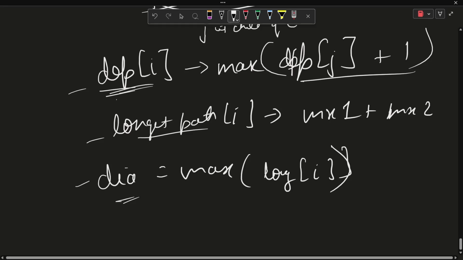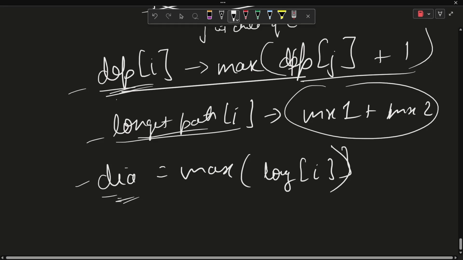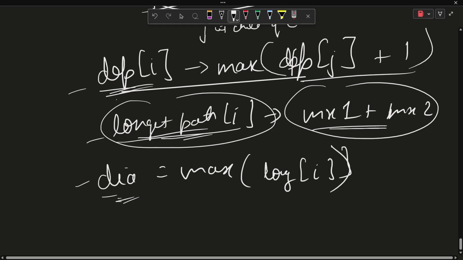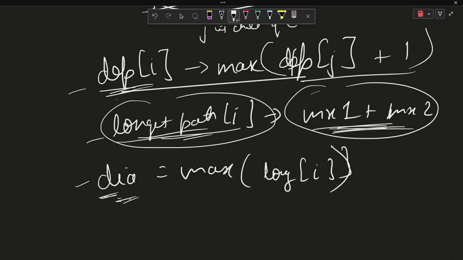This depth would be your dp, so you can compute this, and then also compute this longest path and take the max of all of them for the diameter. So you are not storing the longest path of i. You would just take a variable diameter and maximize it with all these mx1 plus mx2 values. That would give you the diameter. So in one DFS traversal only you can compute this diameter.